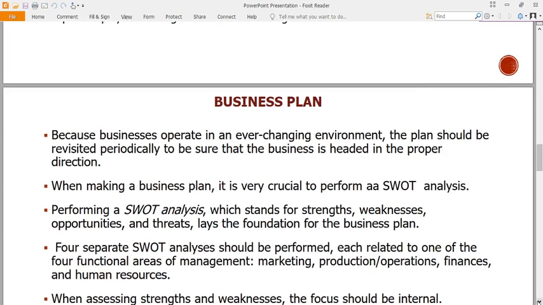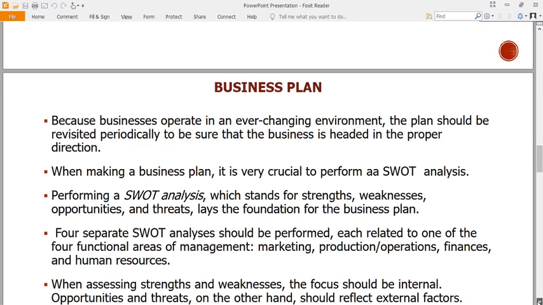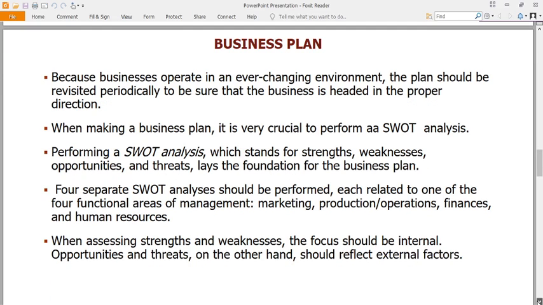Because businesses operate in an ever-changing environment, the plan should be revised periodically. It is not something you write at the beginning and that's it. If possible, every 6 months, you should be able to revise your business plan. And as you're working on your business plan, it is very crucial to perform a SWOT analysis.